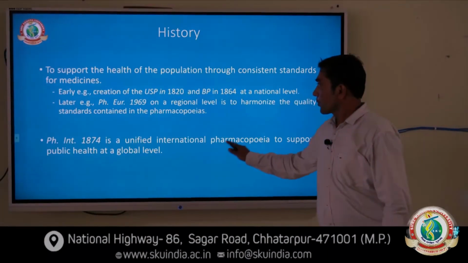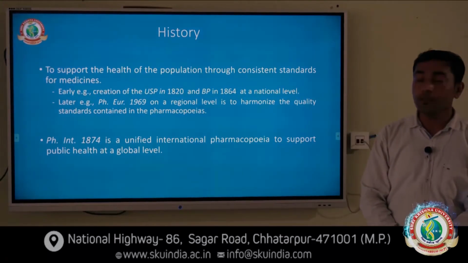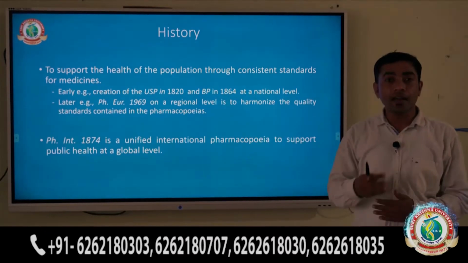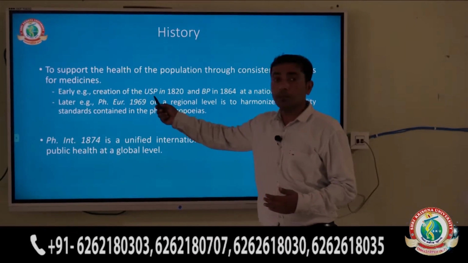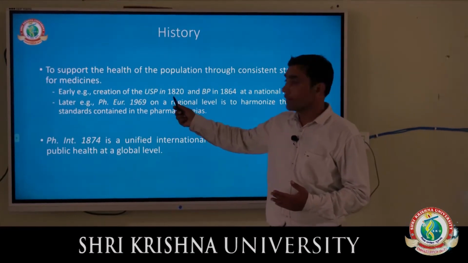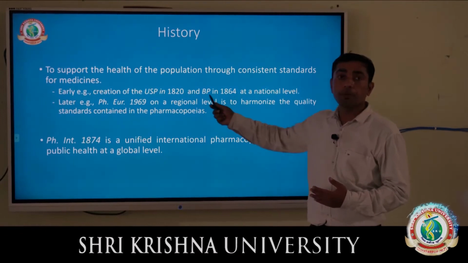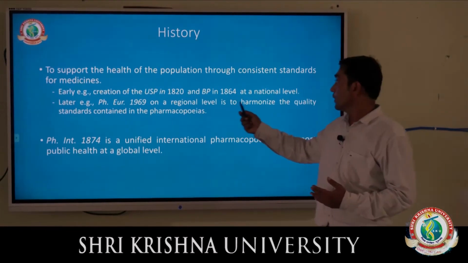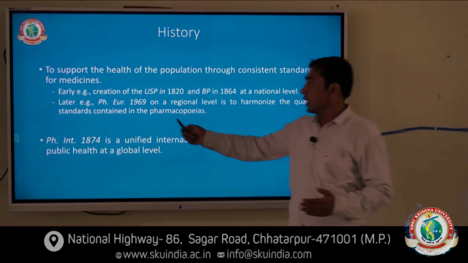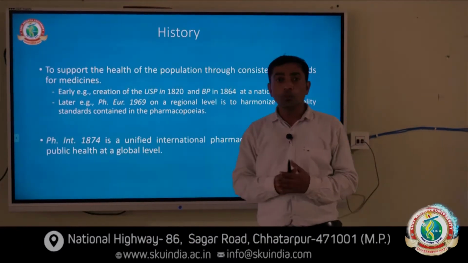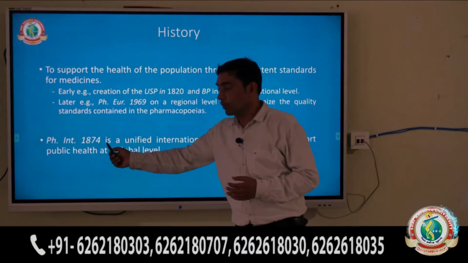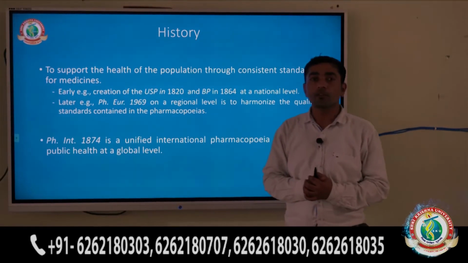To support the health of the population through consistent standards for medicines, first of all, the USP, the United States Pharmacopoeia, was formed in 1820. After that, in 1864, the BP, British Pharmacopoeia, was formed at the national level. After that, to cover a region, in 1969, the European Pharmacopoeia was formed, and in 1874, the International Pharmacopoeia was formed.